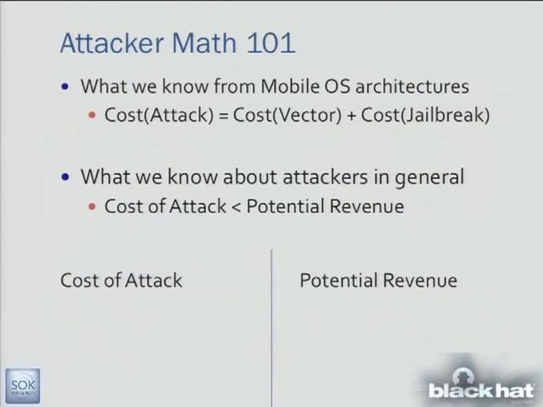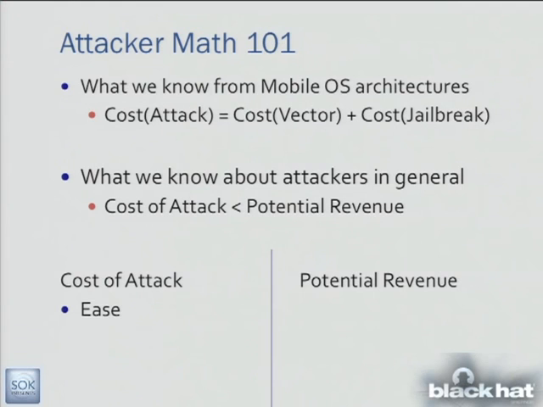So from the discussion of the mobile operating system architectures, we know that an attack is built out of two pieces. We have to gain access to the phone, and then we need to break out of the sandbox on the phone. So the cost of an attack is built from the cost of the vector to gain access and the cost of the jailbreak to escalate access. And then because we're dealing with financially motivated attackers, we know that in order for it to be a useful attack, they need to gain more revenue than they spent in performing the attack. So the cost of the attack needs to be less than the potential revenue, or else they won't attack at all.